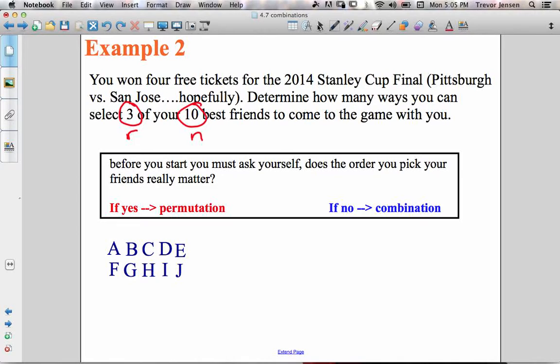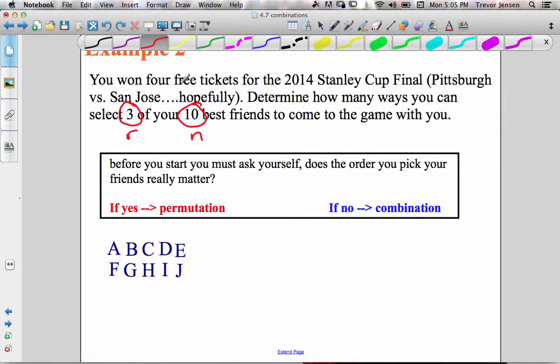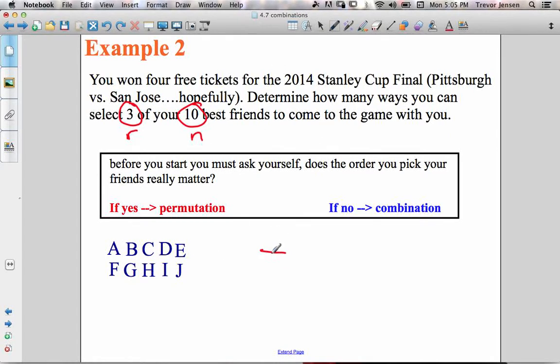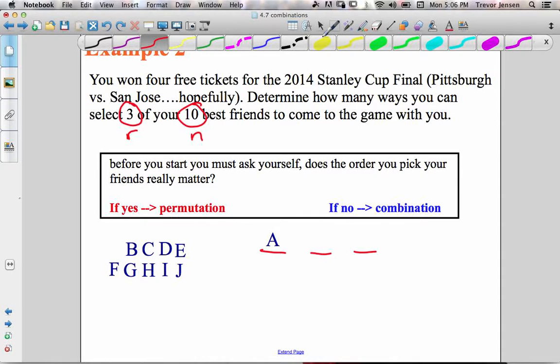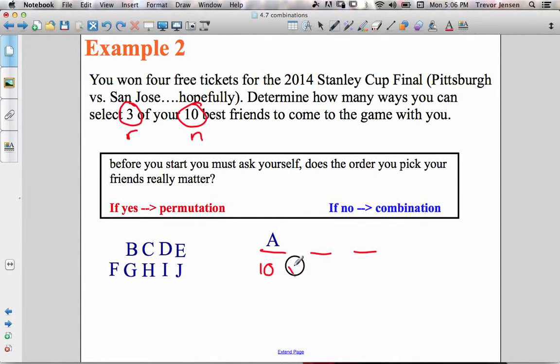So, I'm going to explain this to you a couple different ways. So first of all, we have 3 spots that we can pick friends for. We need to pick 3 friends. 1, 2, 3. So I named my friends with letters A, B, C, D, E, F, G, H, I, J. I could pick any one of these 10 friends for the first spot. Any one of them. Let's say I picked friend A. But basically I had 10 options for my first spot. For my second friend, I have 9 friends left to choose from, and for my last friend, I have 8 friends left to choose from.